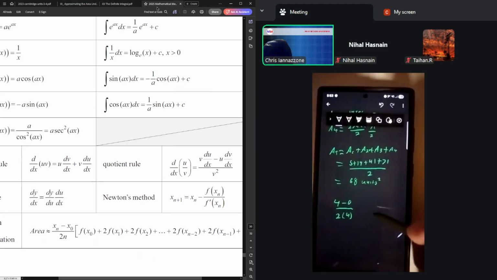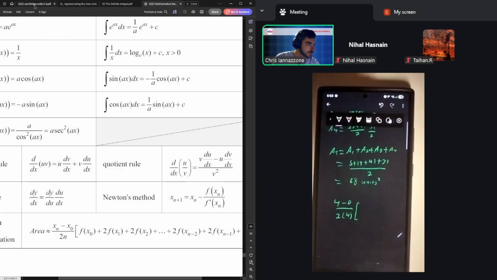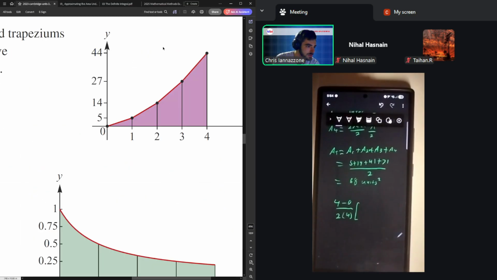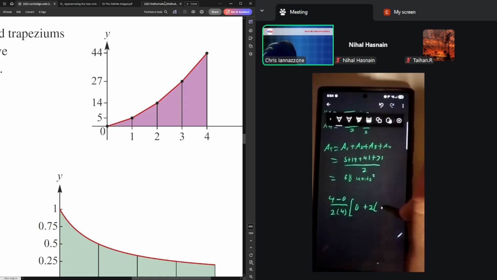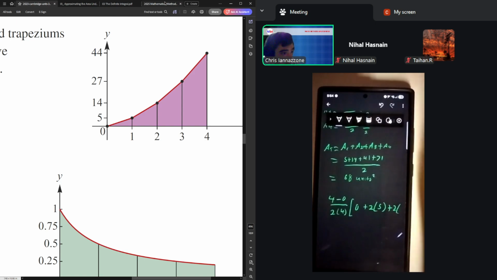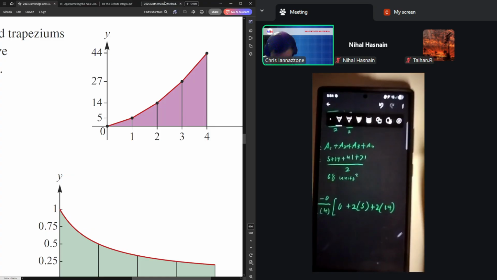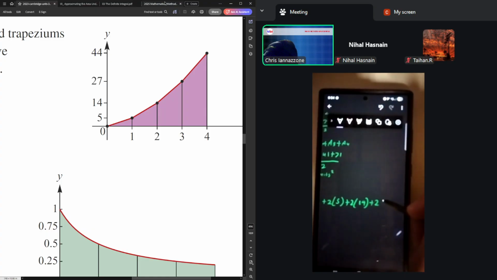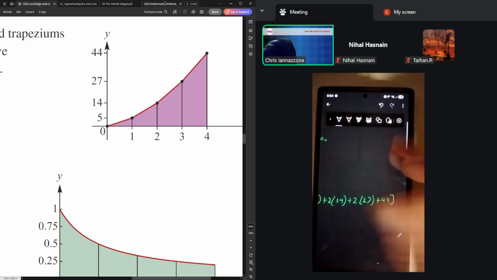Then from there, that was the f of x0, f of x1, 2, 3, and so on. So f of x0 is just the y value at the very beginning, which of course is 0. Then it's 2 times everything in the middle. So we know the next one was 5, the next one after that was 14, and the next one after that is 27. And since 44 is at the very end, that does not get the coefficient of 2. It just stays as is.